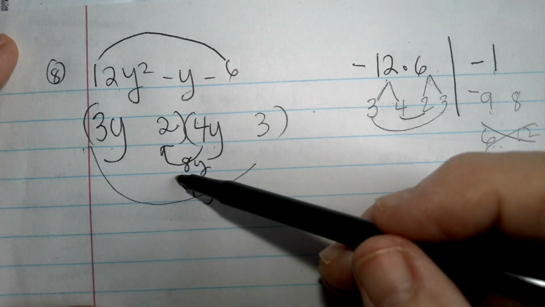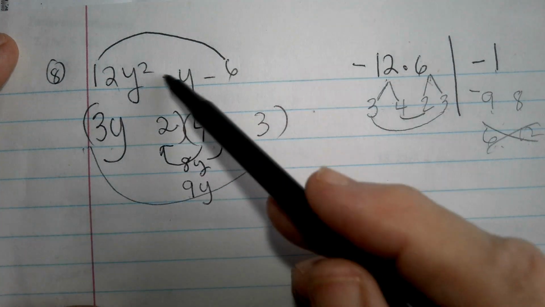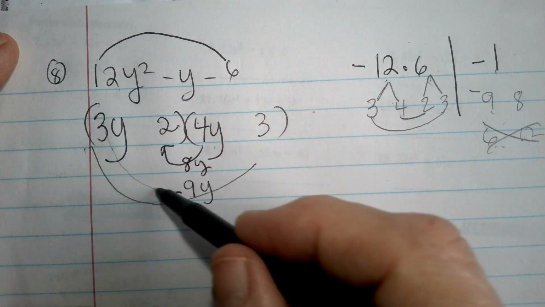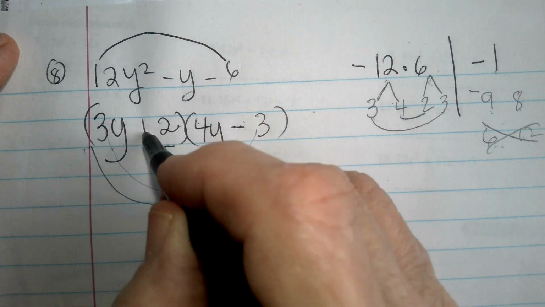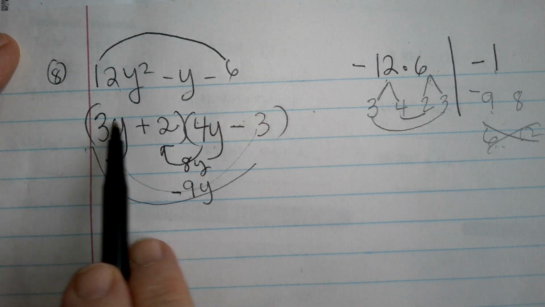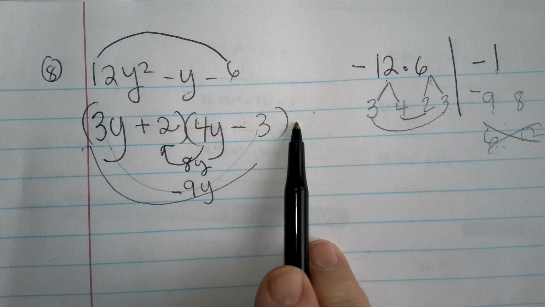Which one is going to get the negative? The 8 or the 9? The 9, because we need more negatives. So how did we get that 9? It was with this combo, so that negative has to go here. And the positive is going to go here. And that's your answer. So right here. So this is the factorization.